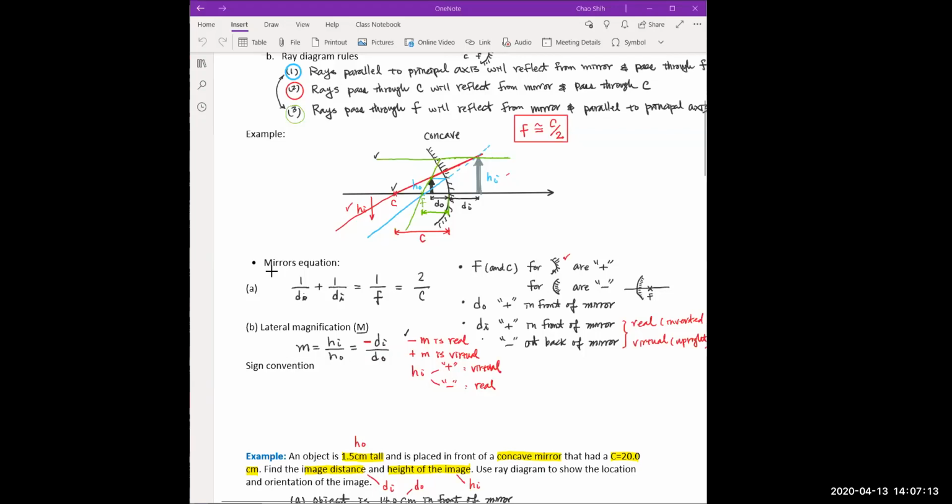Once you find that, you can also put it into this equation over here to find the magnification. You'll be able to find the height of the image by simply multiplying the m times the HO, the object height, 1.5 centimeters, to find the image height. Okay, for the height of the image to be a positive or negative value.